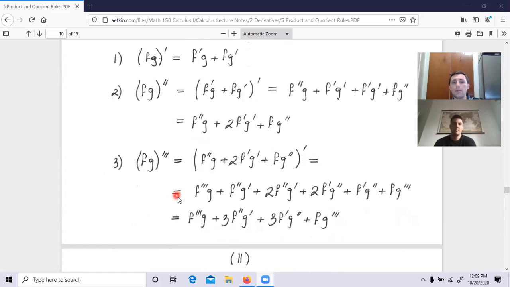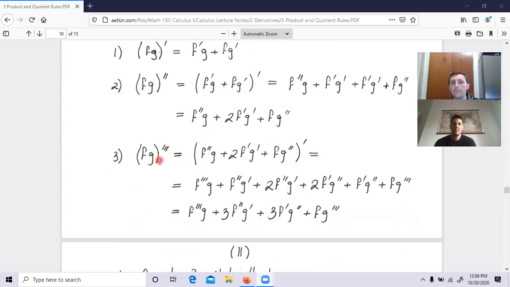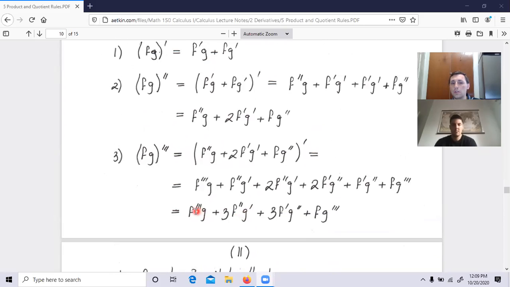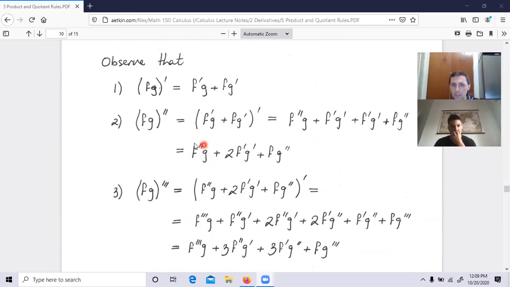Let's see what happens if we take triple prime. Triple prime means I have the expression of doing double prime, and then take one more prime. And when you carry out the calculation, this is what you get. Now, before I move on, does it look familiar to you? Does this formula remind you of something else?